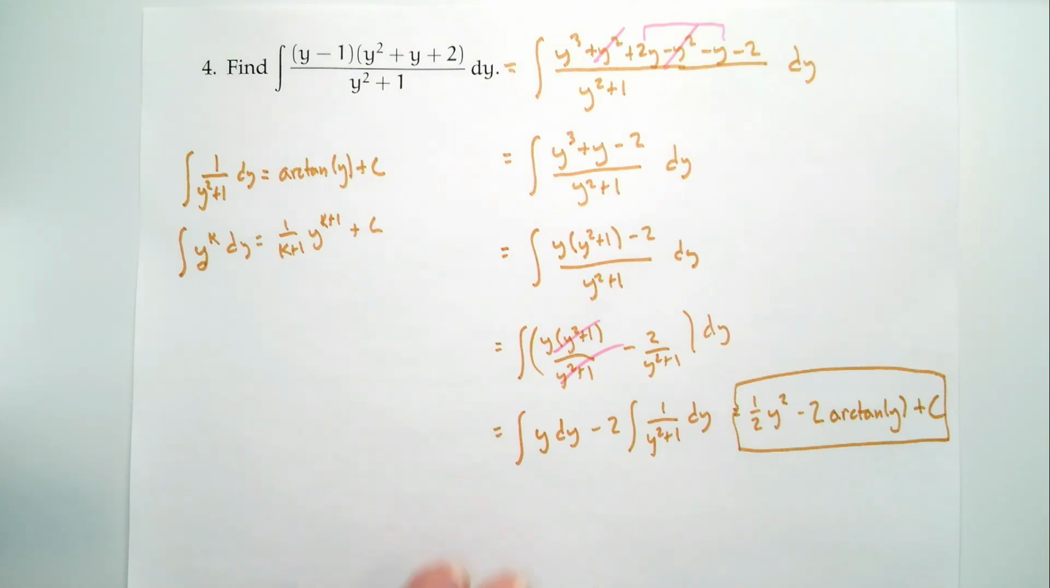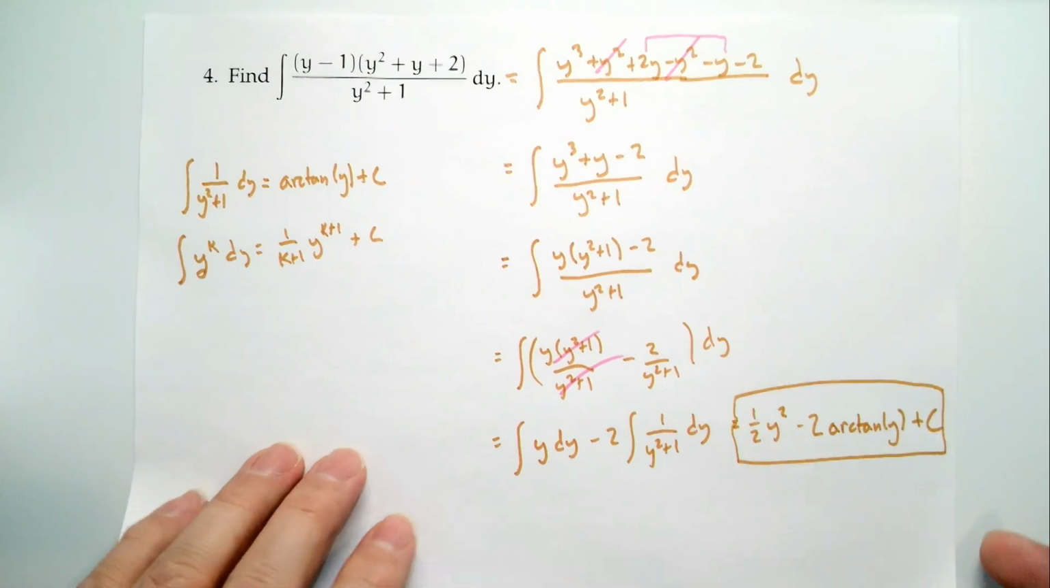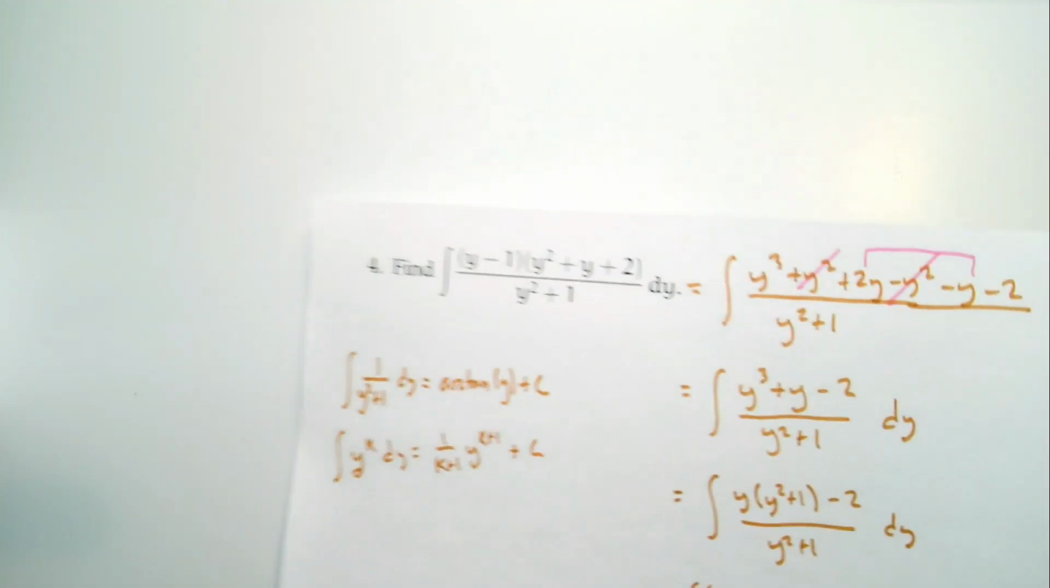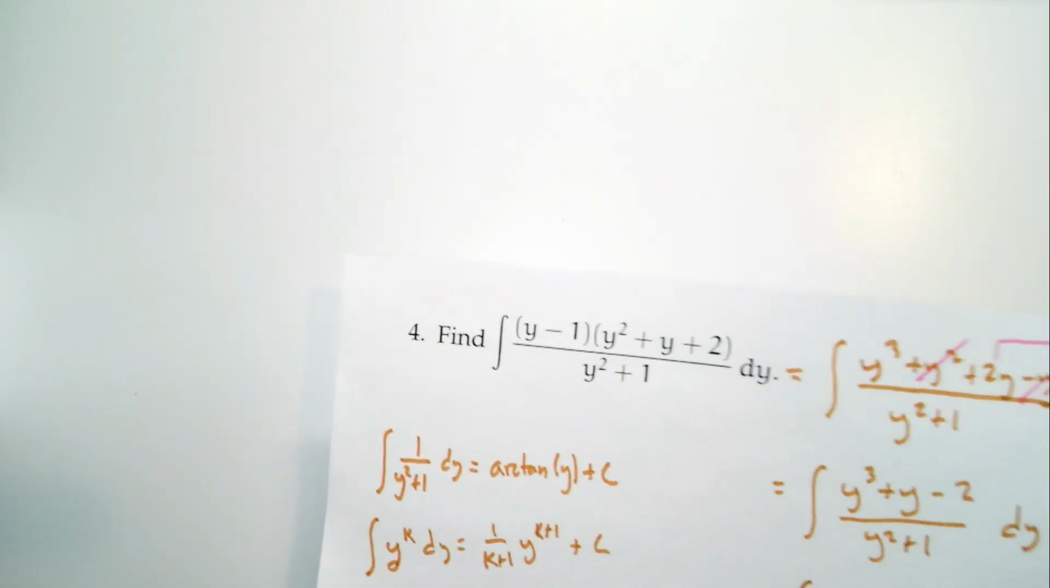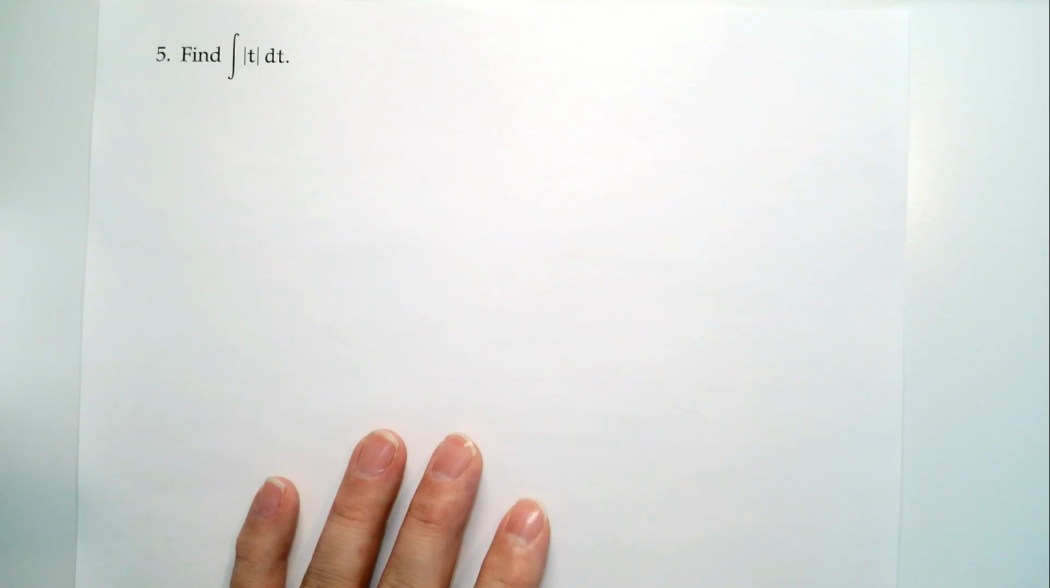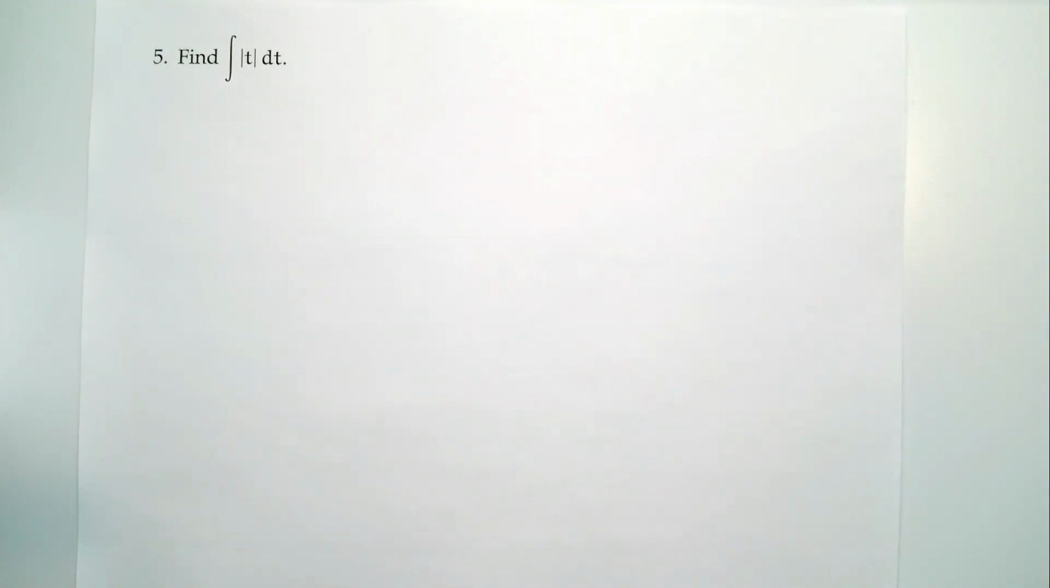Good. All right. Wow. We're making good progress. Okay. Nice. So, here we go. Number 5. Find the integral of the absolute value of t dt.